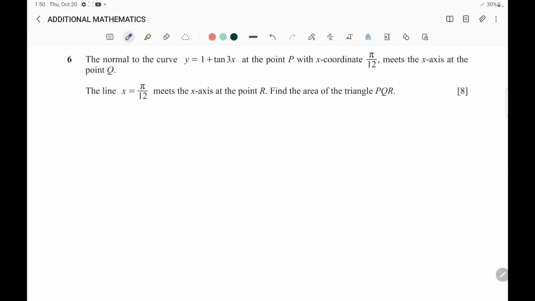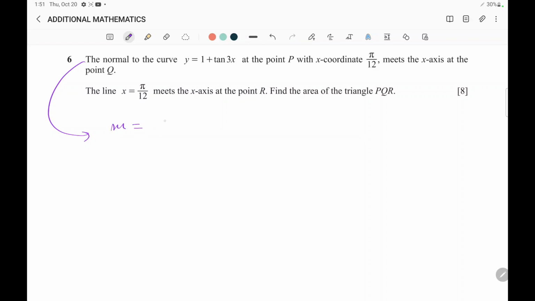Okay, so now our next question. The normal to the curve at the point P with x coordinate pi over 12 meets the x-axis at the point Q. The line x equals pi over 12 meets the x-axis at the point R. Find the area of the triangle. So, normal to the curve. First of all, we have to differentiate to get the gradient of the tangent.